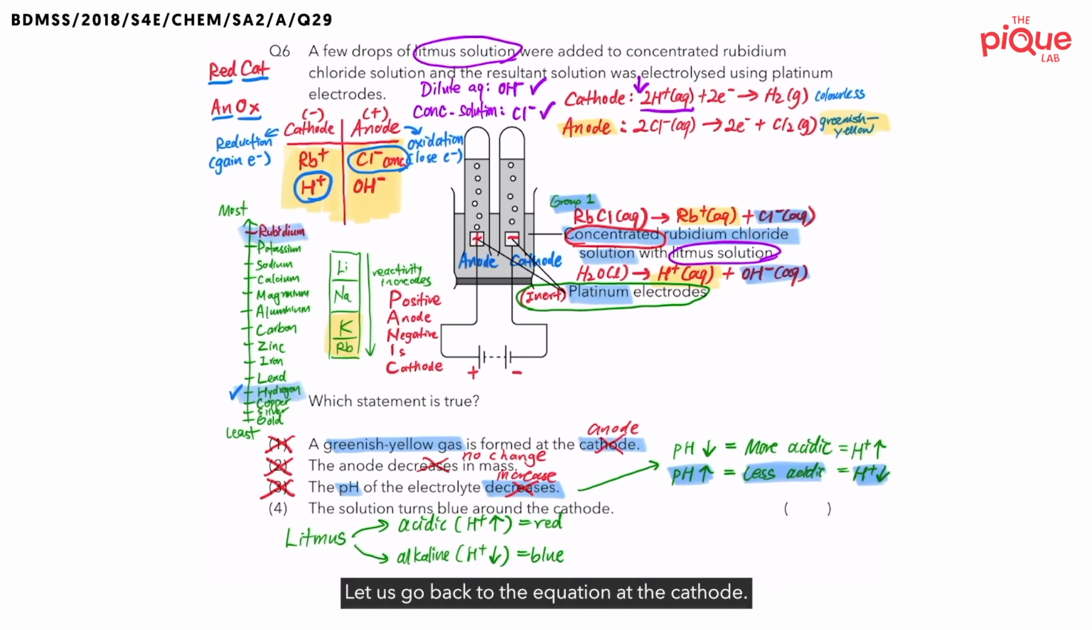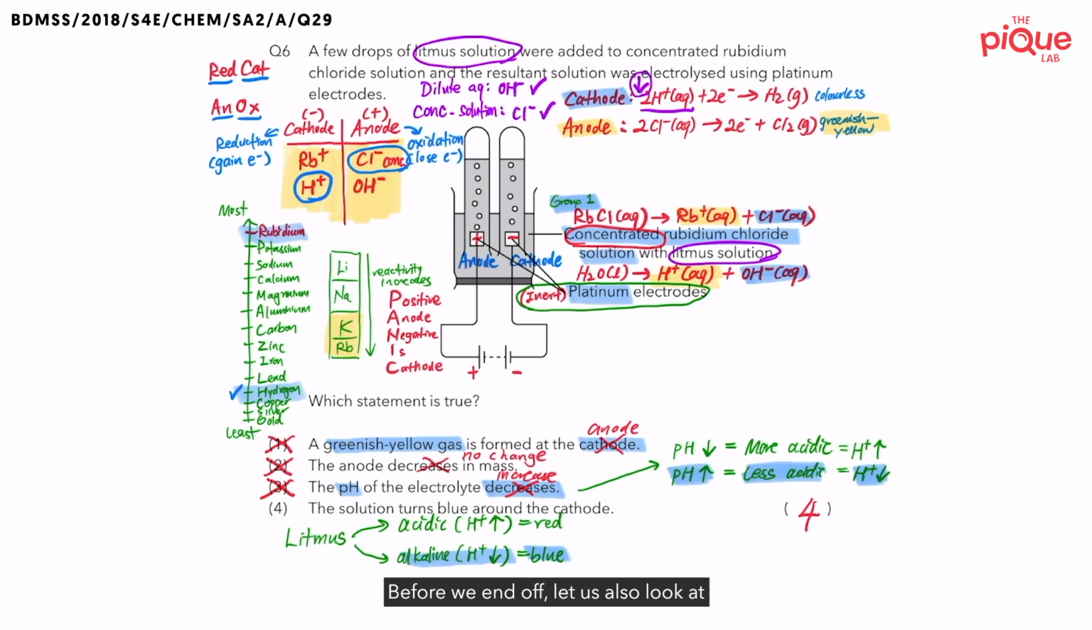Let us go back to the equation at the cathode. Just now, we have already determined that the concentration of H plus at the cathode will decrease. Hence, we will expect the solution around the cathode to be more alkaline. Therefore, we expect the litmus solution to turn into blue color. Therefore, option 4 is the correct answer.